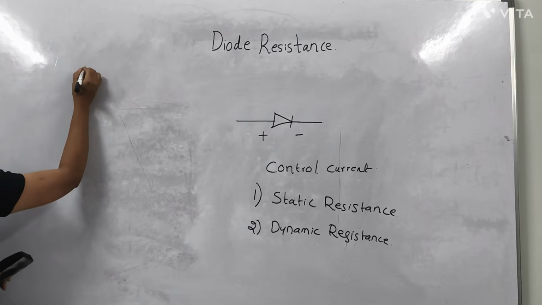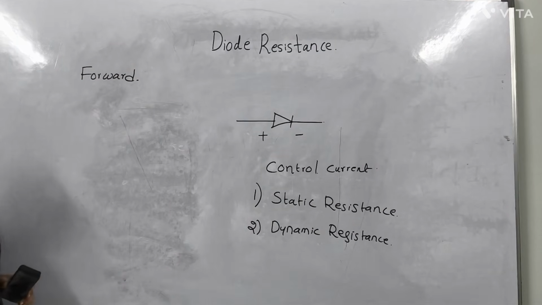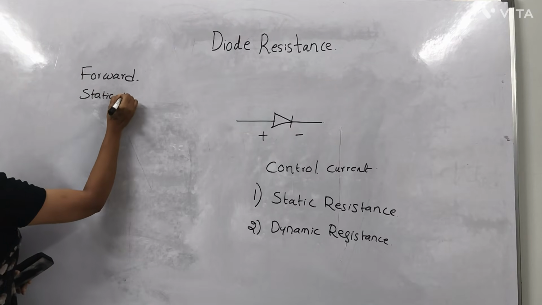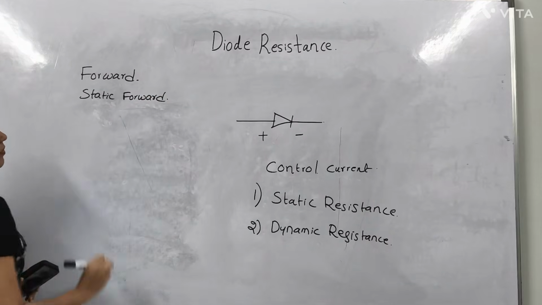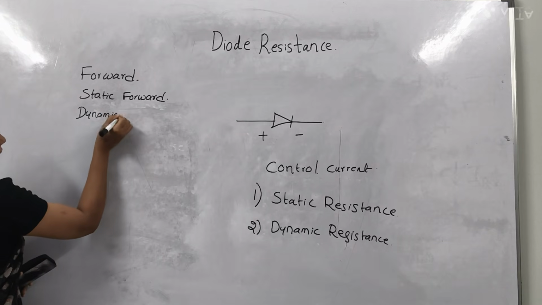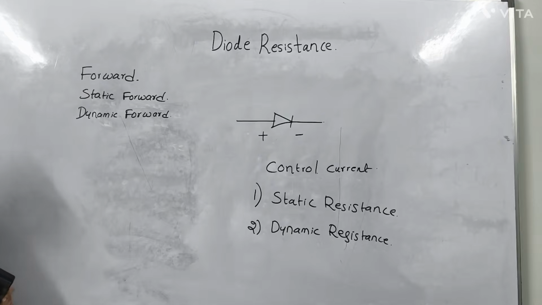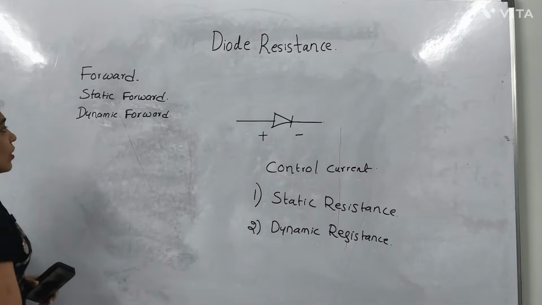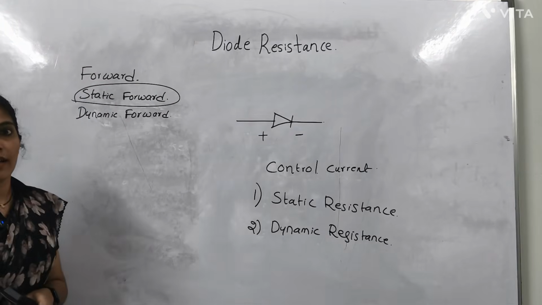When the diode is in forward bias condition, we need to calculate the static forward resistance and the dynamic forward resistance. First we'll discuss the static forward resistance.